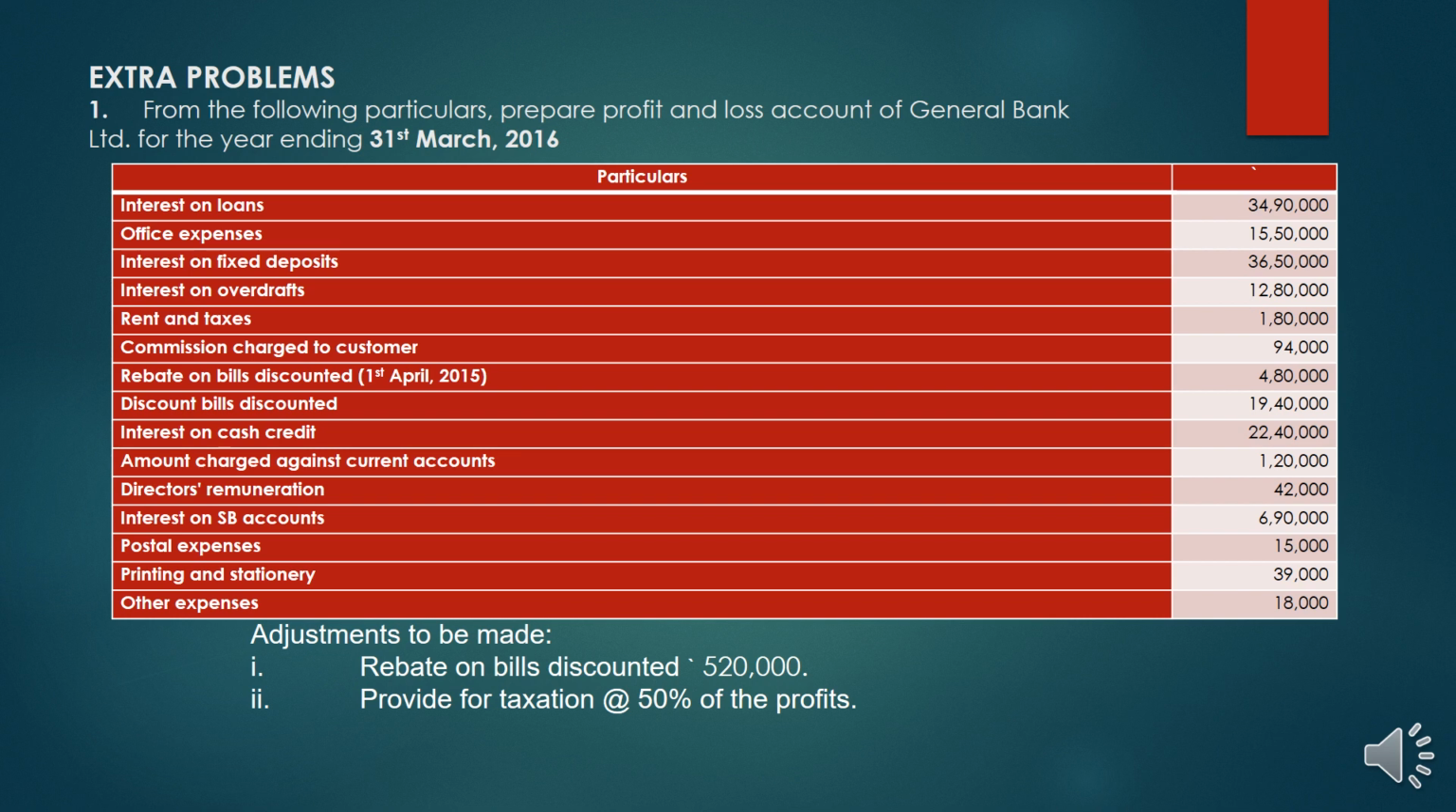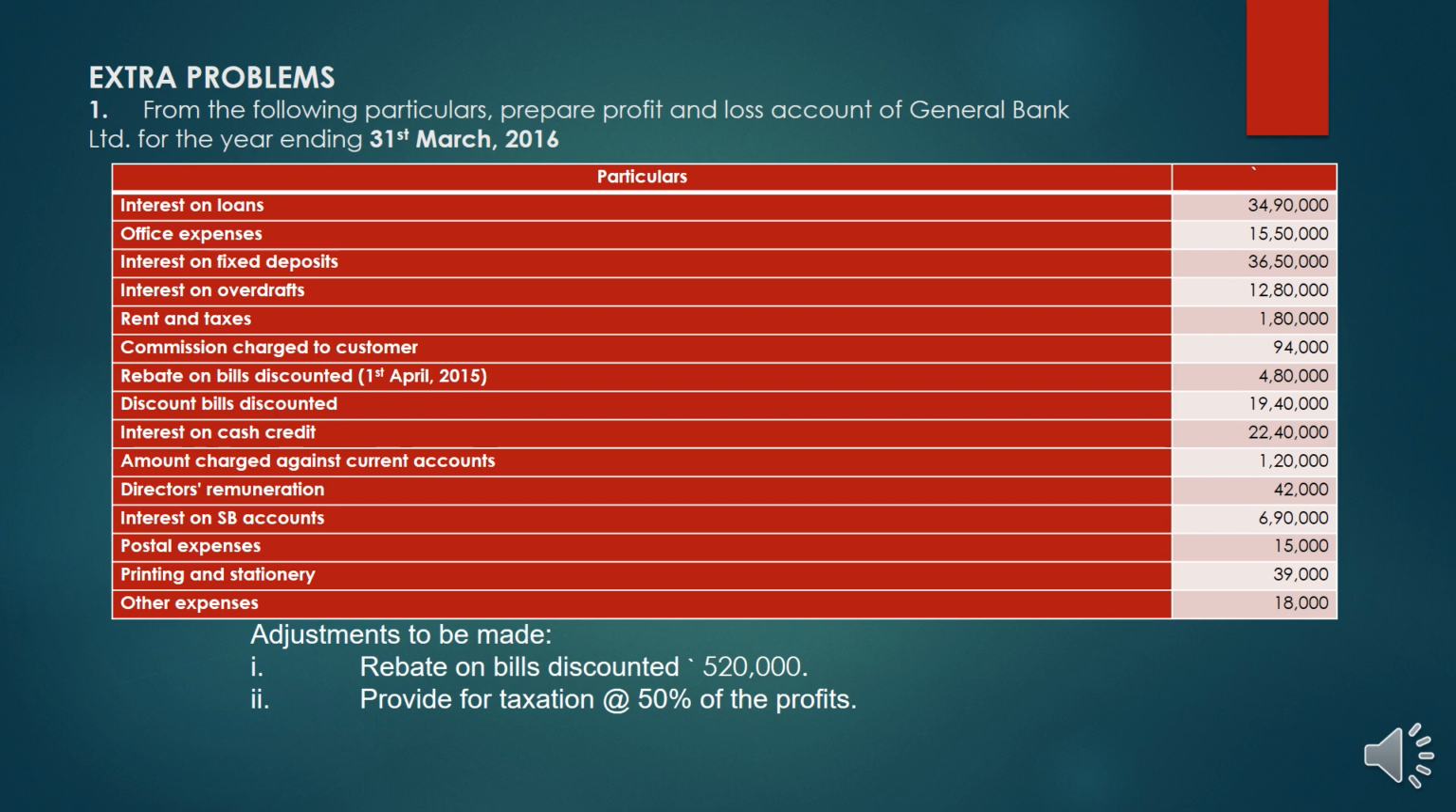First item in the trial balance, interest on loan, will come under interest earned, schedule number 13. Office expenses is an operating expense, will come under schedule number 16. Interest on fixed deposit is an interest expended, schedule number 15. Interest on overdrafts, interest earned, schedule number 13. Rent and taxes, operating expenses, schedule number 16.